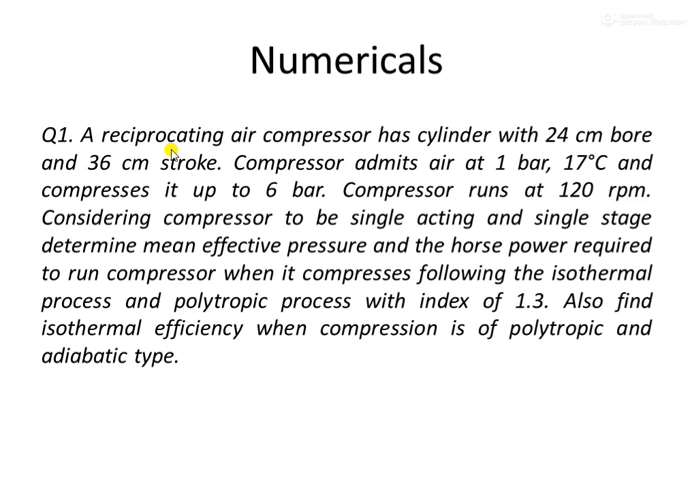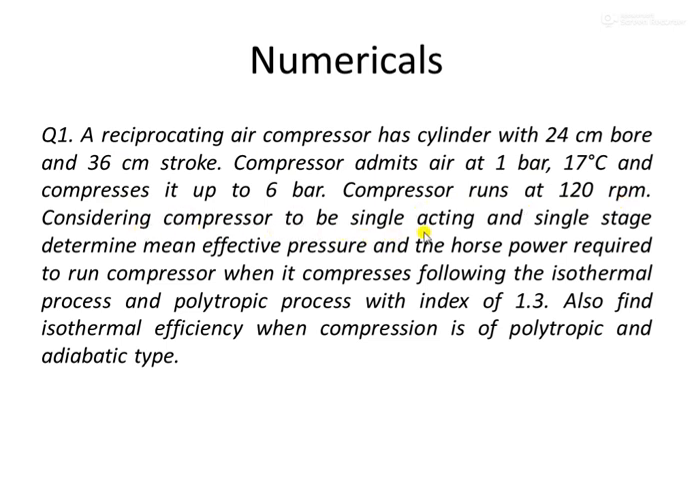It reads: a reciprocating air compressor has a cylinder with 24 centimeter bore and 36 centimeter stroke. So the cylinder dimensions are 24 centimeter its diameter and 36 centimeter the stroke length. Now the compressor admits air at 1 bar, 17 degrees centigrade and compresses up to 6 bar. So inlet air conditions are 1 bar and 17 degrees centigrade, and the air is compressed up to a higher pressure of 6 bar, right? The compressor runs at 120 rpm.